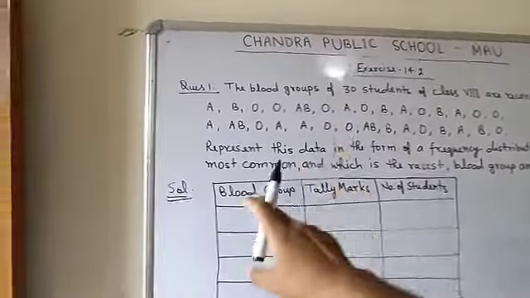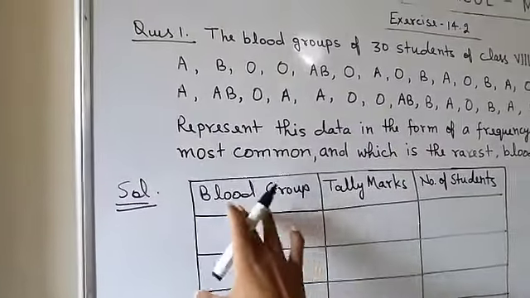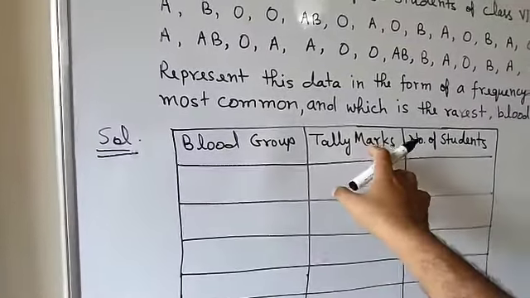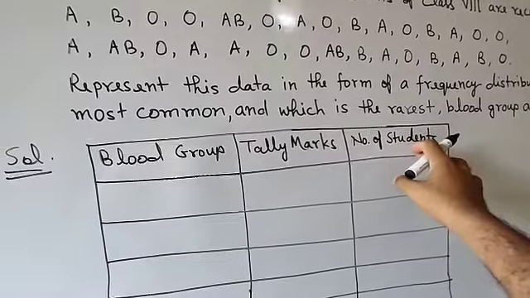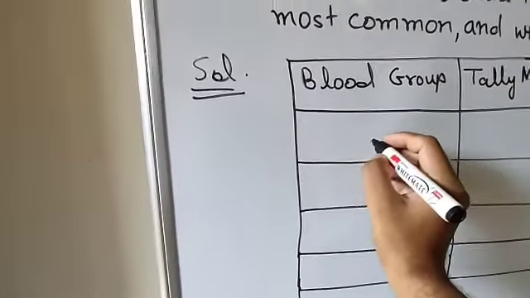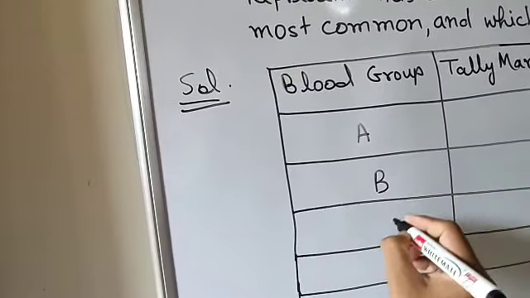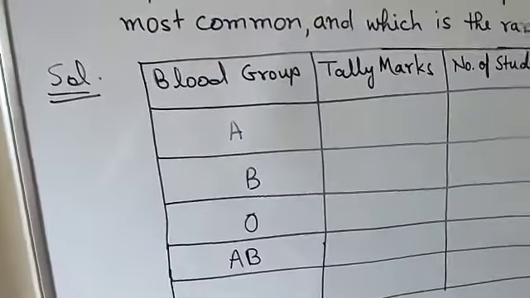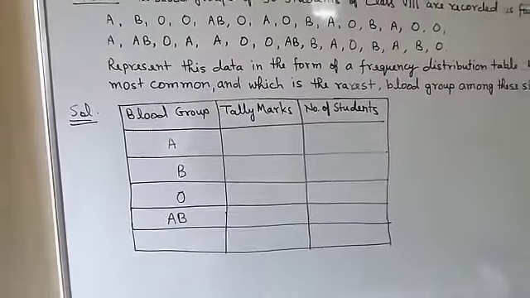So here in the solution you will make a table. Here the data is given for the blood group. So in the first column you will write the blood group, then tally marks, and next the number of students, which is called the frequency. Now the blood groups are A, B, O and AB. So here I have written all types of blood group.